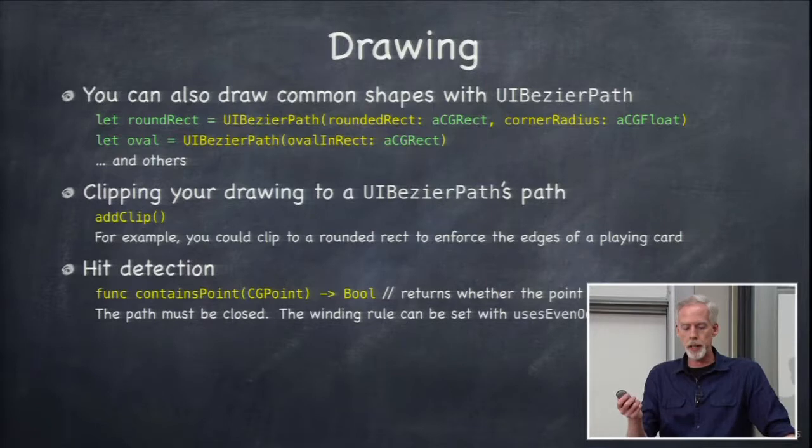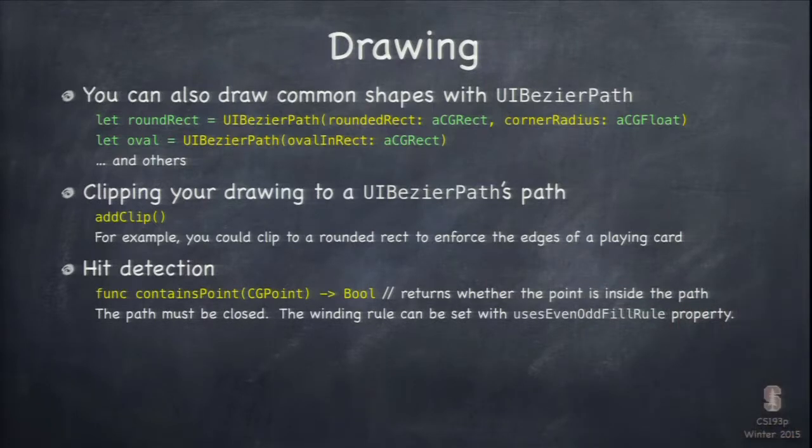You can also do hit detection, as I mentioned. The hit detection and the filling depends on the winding rules, and there's this uses even odd fill rule property, which is Boolean yes or no, to say which winding rule it uses. And so people who don't know what that means, don't worry about it. In fact, don't worry about hit detection and any of this stuff because you're not going to have to do this for your homework. But I just want you to know that Bezier path has a lot of other stuff besides just line 2, fill, and stroke. Okay, it has other stuff. You want to look at UI Bezier path.